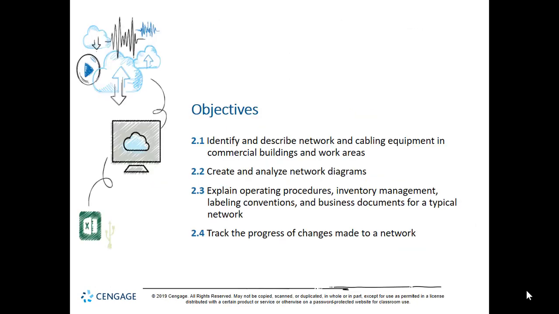What I'm hoping that you get out of this presentation is that you will be able to understand some very simple things. Being able to look at network cabling in a building and understand what we're looking at, create and even look at and understand the network diagrams, so that when you walk into a building, you can look at a diagram and say, okay, this is what they've got going on. Understand basic operating procedures, how we manage our inventory, labeling conventions. It's all too important. Standardize your documents. And as always, document.